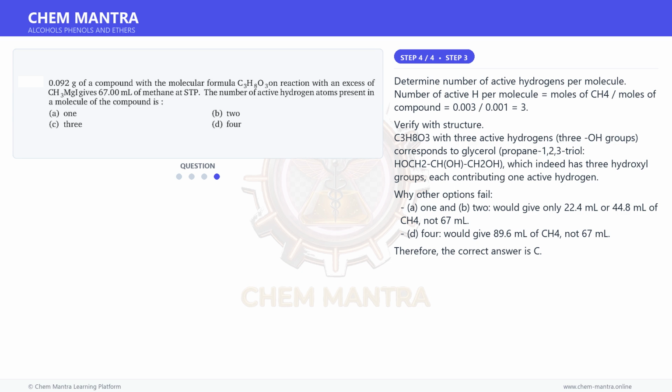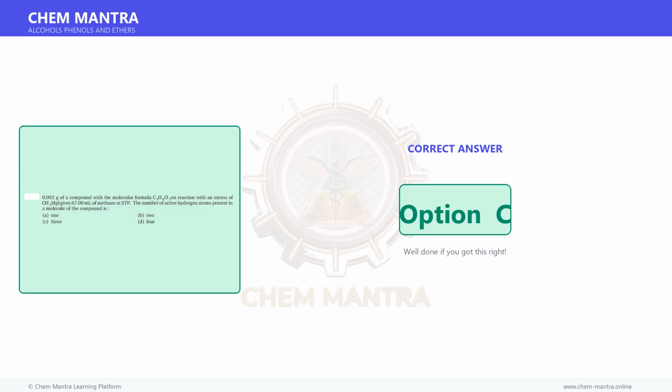Why other options fail? A, 1, and B, 2, would give only 22.4 ml or 44.8 ml of CH4, not 67 ml. D, 4, would give 89.6 ml of CH4, not 67 ml. Therefore, the correct answer is option C.